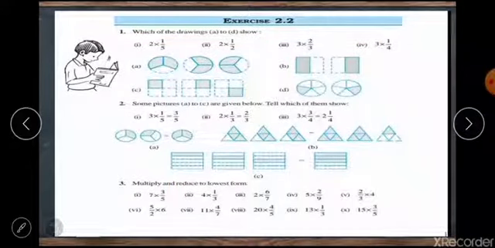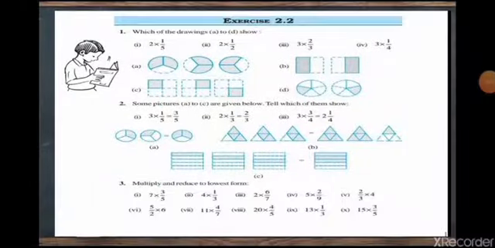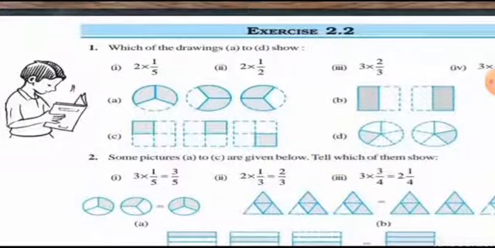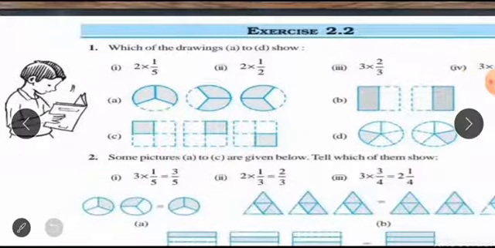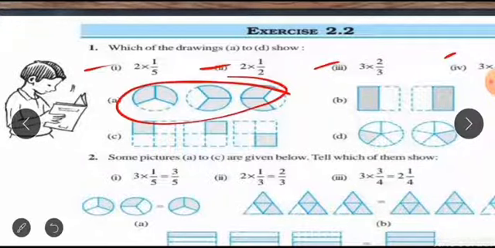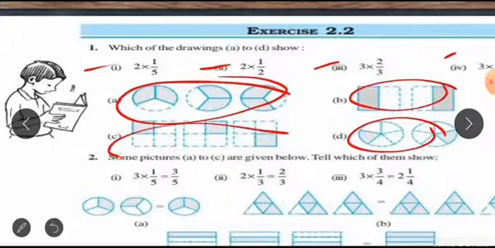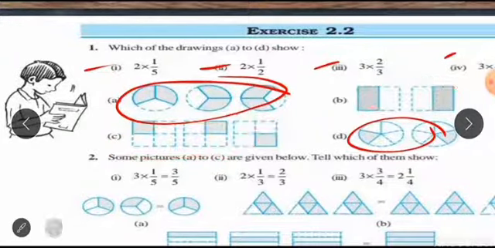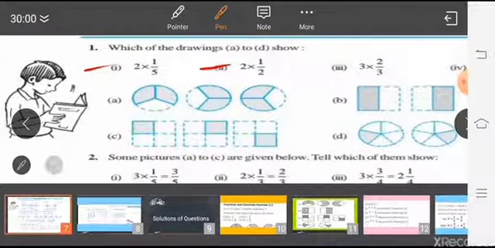So let's start with the exercise, question number 1. The first question of exercise 2.2 is, which of the drawings A to D show 2 into 1 by 5? Means student, in the first question what is given? Here some values are given and you have to tell which picture these values are equal to, this one or this one. So you have to tell which one is equal to the given picture.